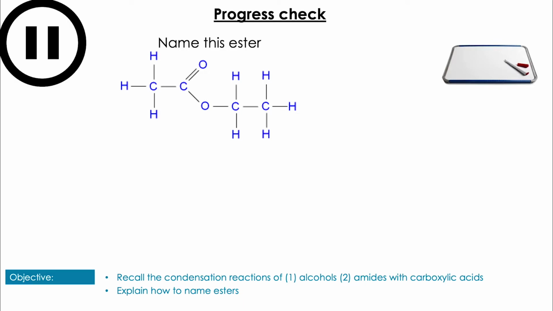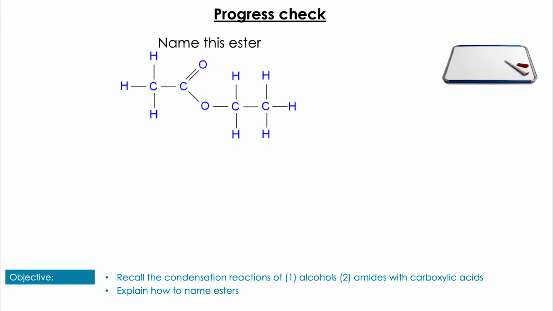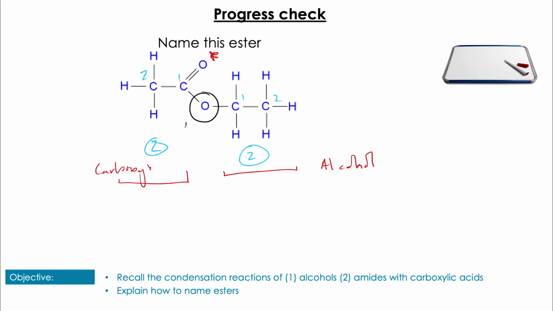Pause the video to have a go at that. Pop them up! So after we identify the central oxygen, we count our chains either side of that, and we find there is a 2 carbon chain on the left and a 2 carbon chain on the right. So it's actually hard to name this one in particular wrong. We find the one on the right is the alcohol group, and the one on the left is the carboxylic acid group. So we would go from the alcohol is 2 carbons is ethyl, and the carboxylic acid is 2 carbons, so we've got ethanoate.